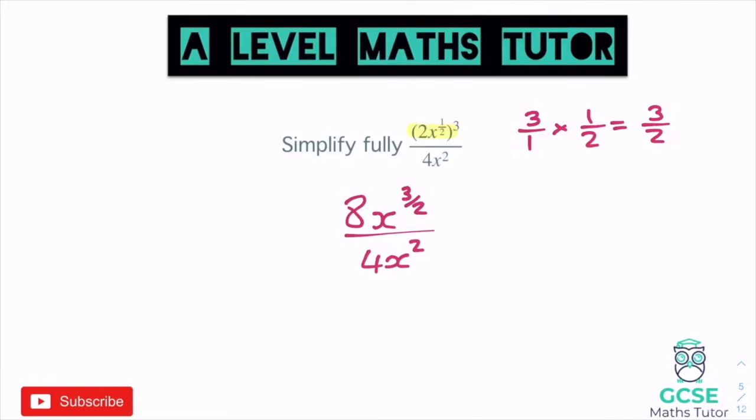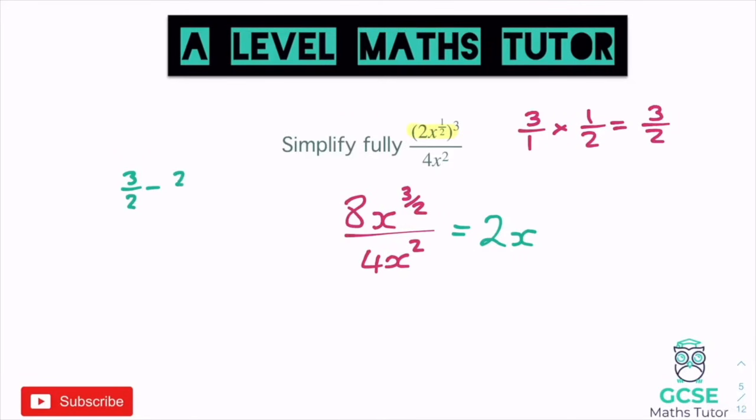So looking at the numbers, we've got 8 divided by 4. 8 divided by 4 is 2. And then we are dividing with these powers of x. So when we're dividing, we take away the powers. So we've got 2x to the power of something. We just need to figure out what that is. So what we've got there is 3 over 2, and we need to take away 2.